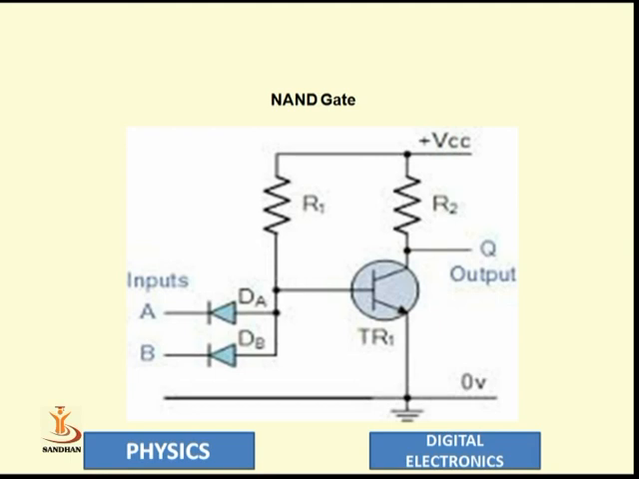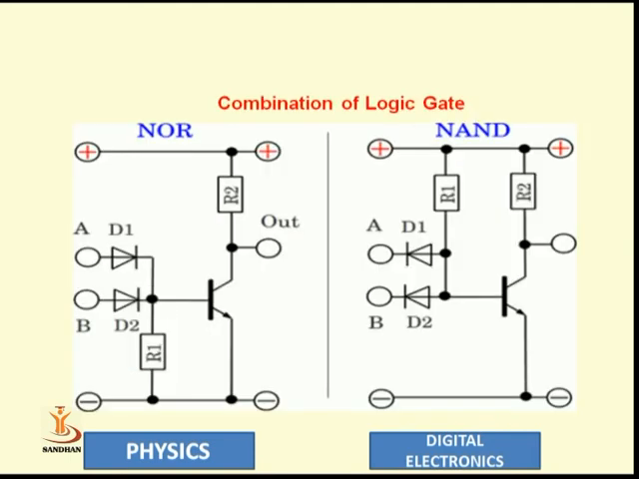So the left side of the figure shows the construction of an AND gate, but the right side portion of this figure shows the construction of a NOT gate. Combination of logic gates means NOR gate as well as NAND gate construction.